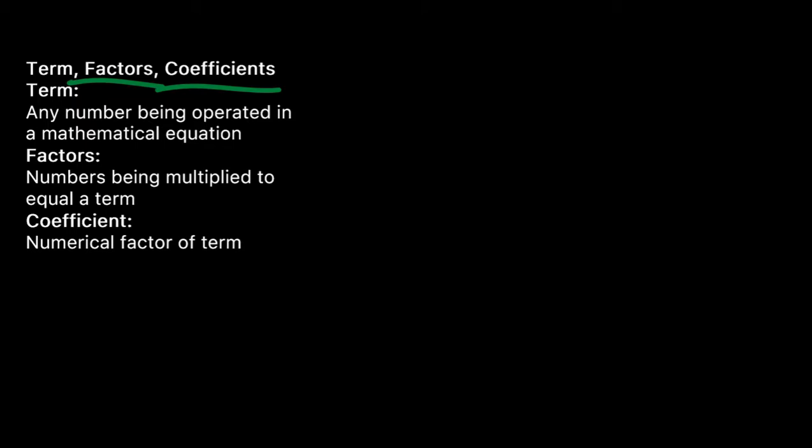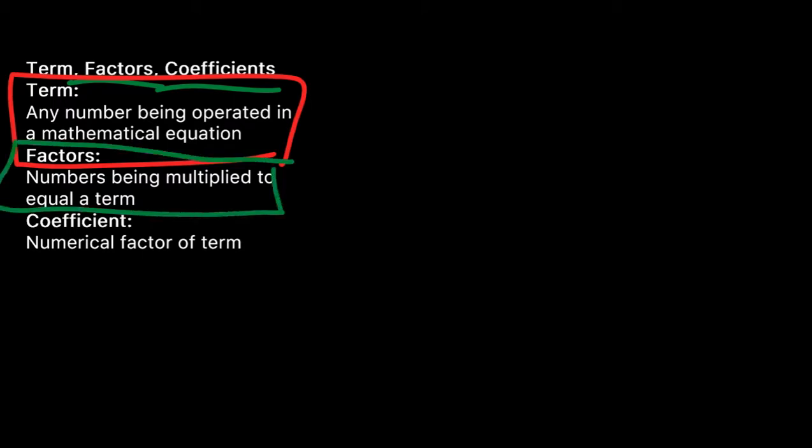We already learned what a term is. A term is any number being operated in a mathematical equation. Now let's learn about our new topic, factors. Factors are the numbers being multiplied to equal the term. Try to focus on multiplied, because we'll learn about this in an example. 3x plus 2.